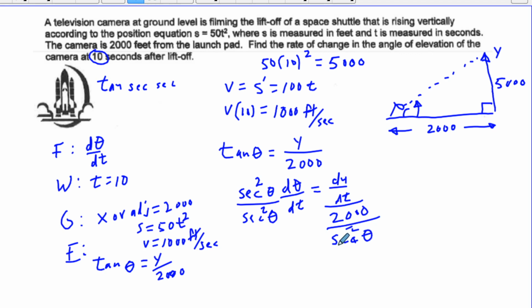Okay, so we have that, and now we're going to be able to just start solving. Well, what is secant squared theta? What is that equal to? Well, that's equal to 1 over cosine squared theta.